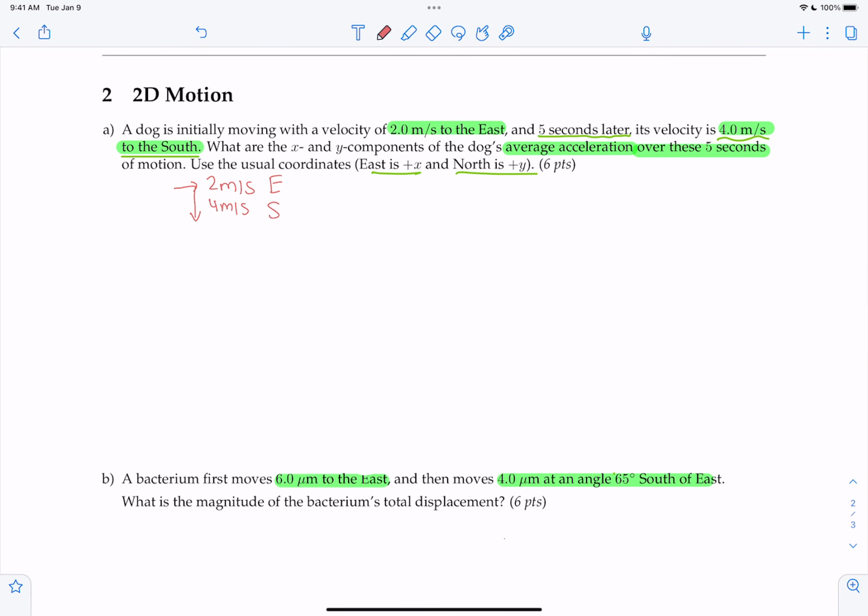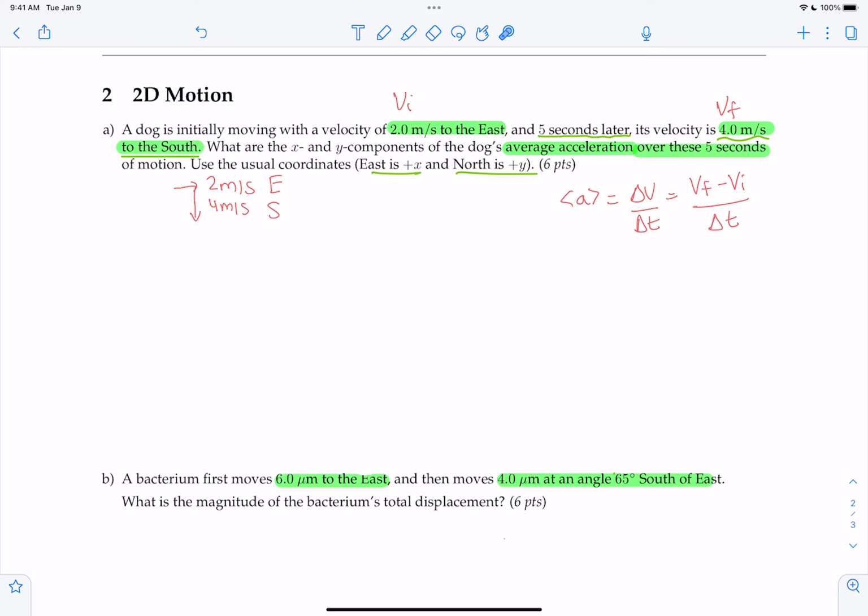But first of all, we're moving with a velocity of 2 meters per second to the east, then 4 meters per second to the south, and they're asking for average acceleration over the 5 seconds of motion. Let's say this is VI, our initial velocity, and then we end with a velocity in the south direction of 4 meters per second, that's VF. So we have a VF, a VI, and average acceleration. We know that average acceleration is equal to delta V over delta T, and that's VF minus VI over delta T.